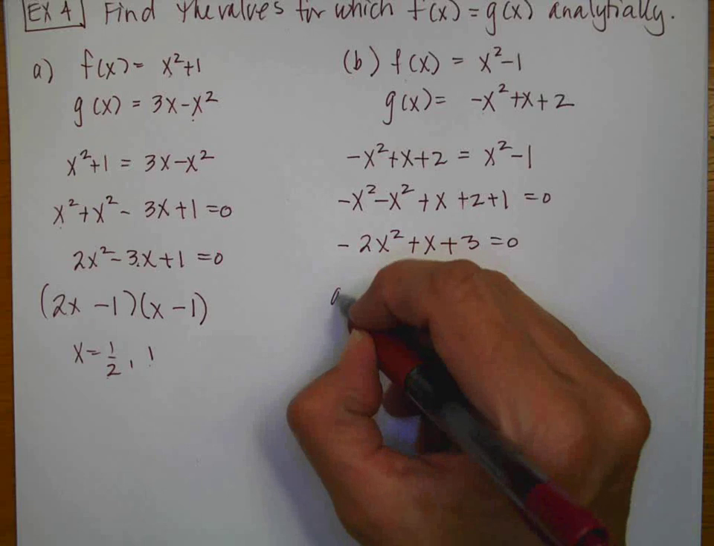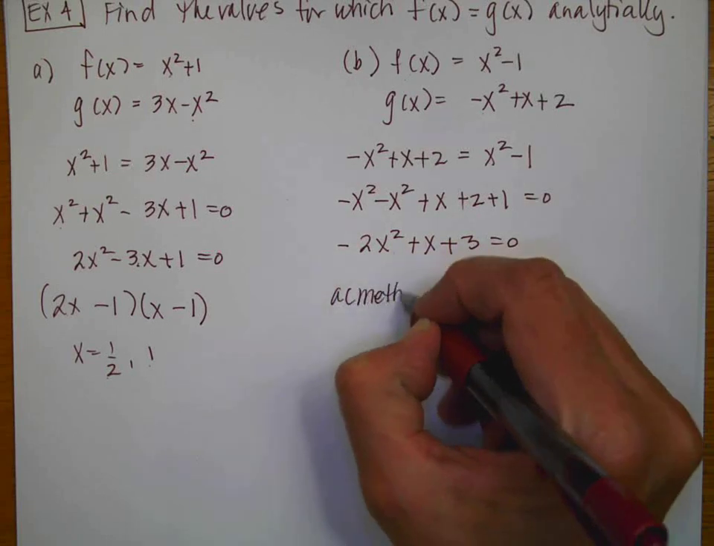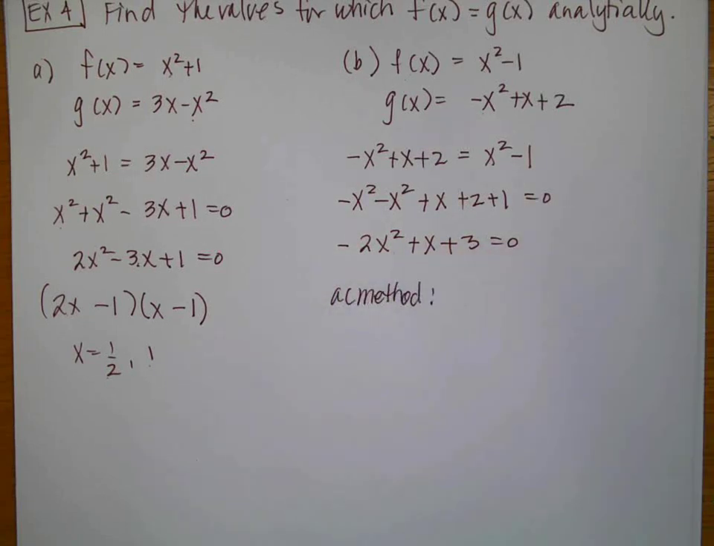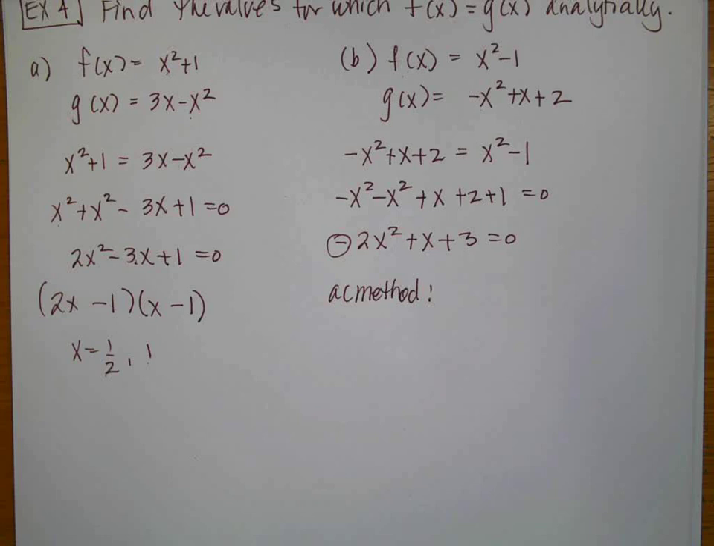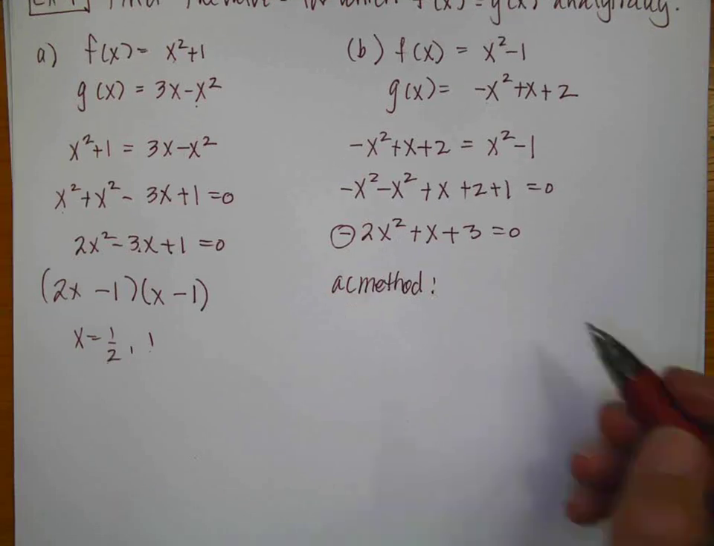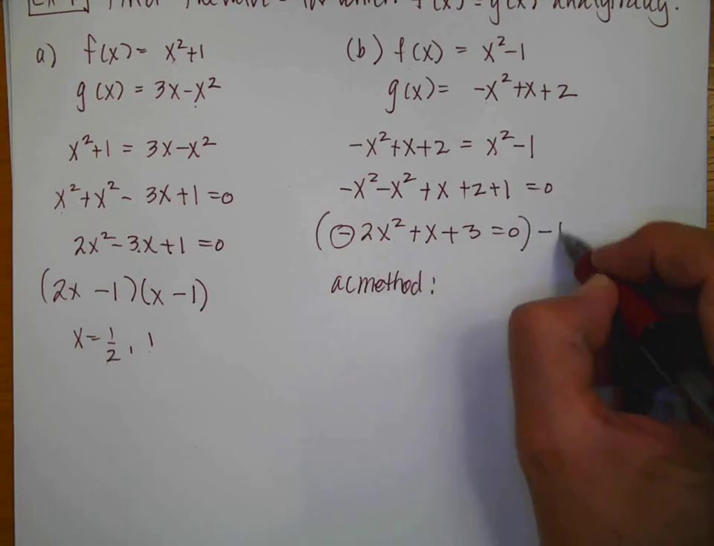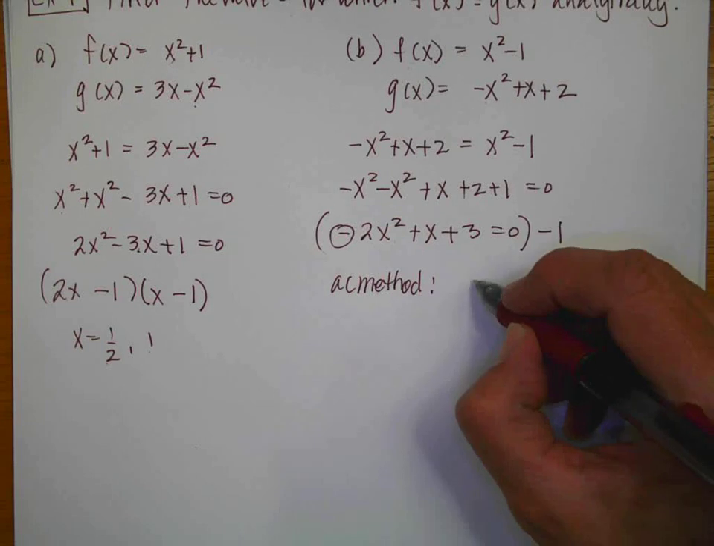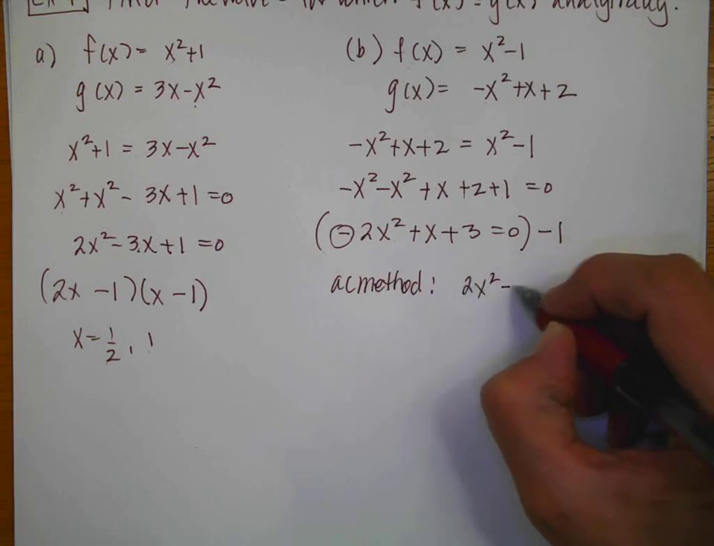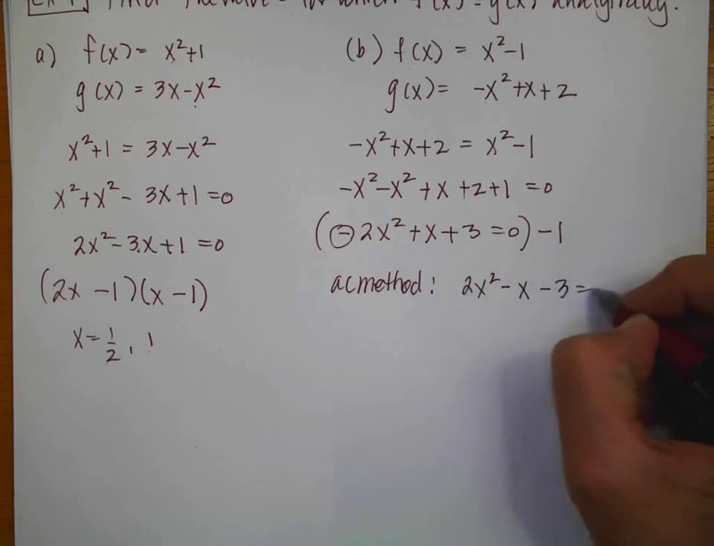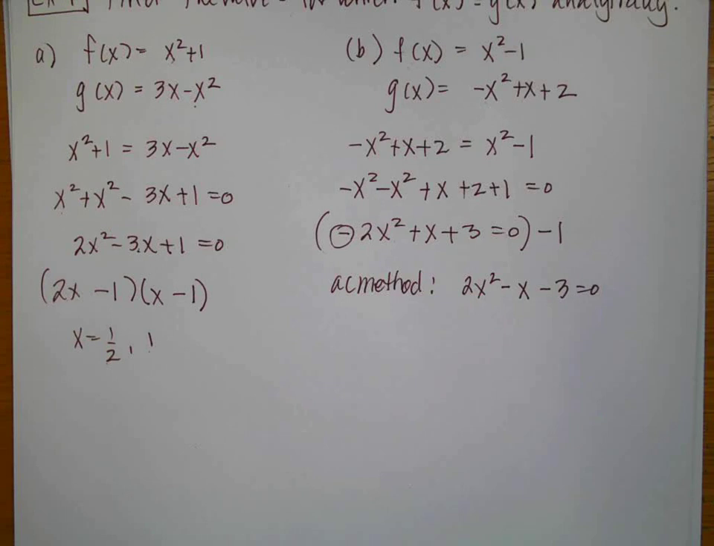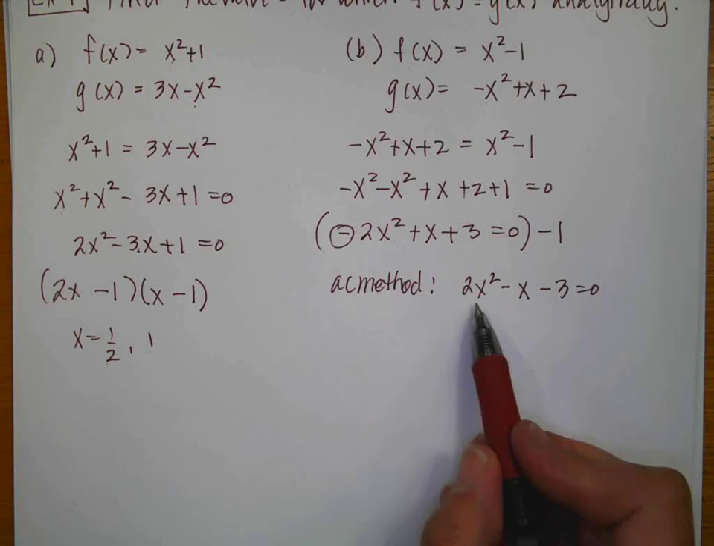I'm going to factor this one by the AC method, and different books call it different things. I use guess and test, but I'm going to do this one by the AC method. Before I start, though, he's a problem child, so technically I'm going to multiply both sides of the equation by a negative 1, and I'm going to get 2x squared minus x minus 3 is equal to 0.